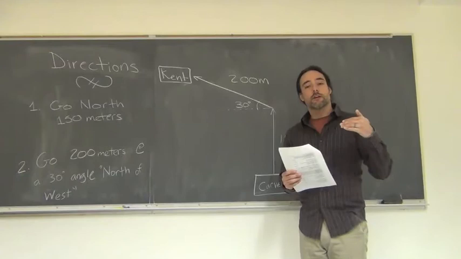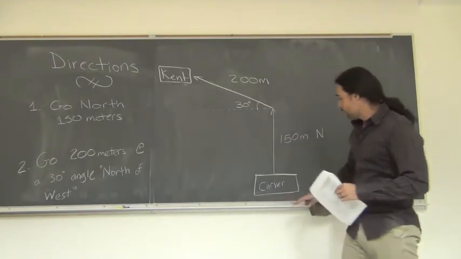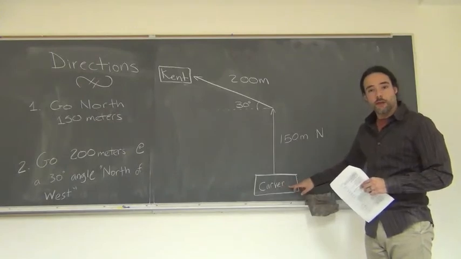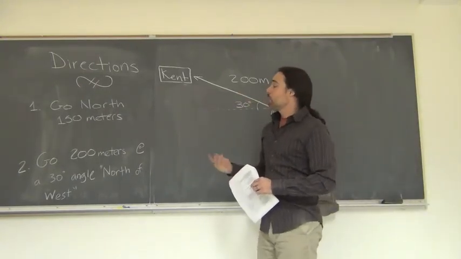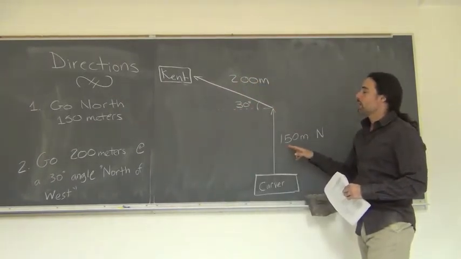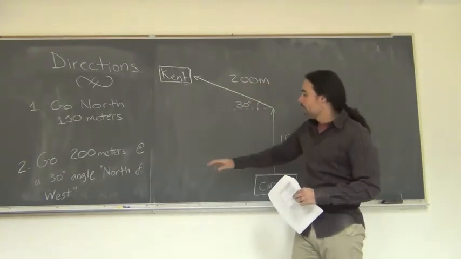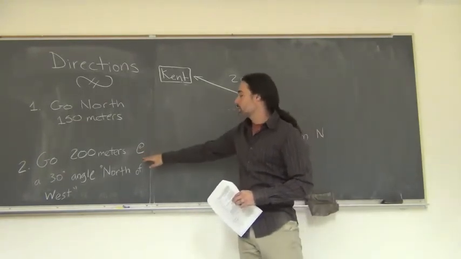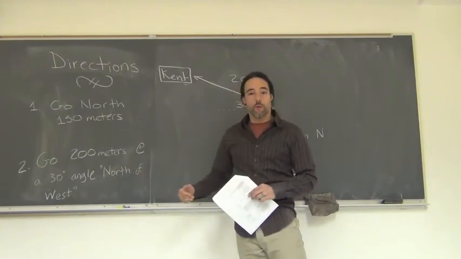Let's say you're giving directions using vectors. And let's say you want to go from the Carver Hall of Science to the Kent Center. Well, your directions could be, very simply, go north 150 meters, then go 200 meters at a 30-degree angle north of west.